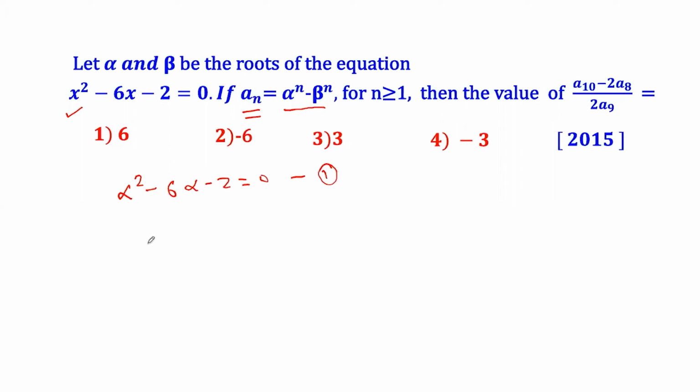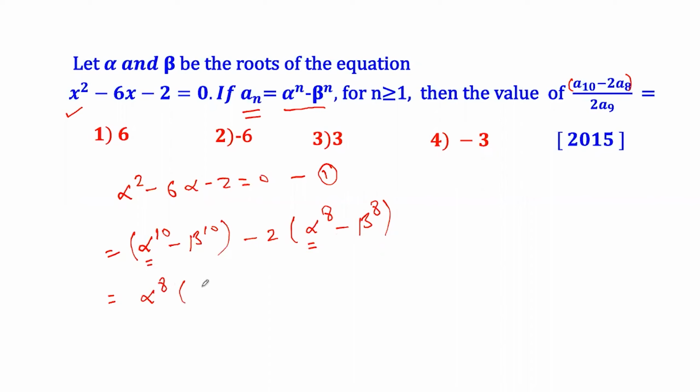What is the value of this, right? a10 means alpha to the power 10 minus beta to the power 10, minus twice of alpha to the power 8 minus beta to the power 8, right? This is the numerator. See, alpha to the power 8 is common from this: alpha square minus 2, minus beta to the power 8 common, then beta square minus 2. Since alpha is a root of the given equation, alpha square minus 2 is equal to 6 alpha. So we can rewrite this as alpha to the power 8 into 6 alpha minus beta to the power 8 into 6 beta, right?